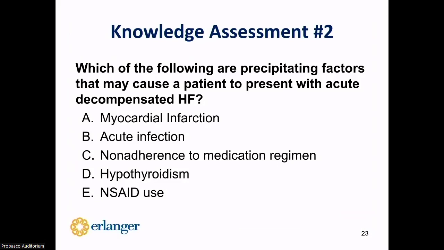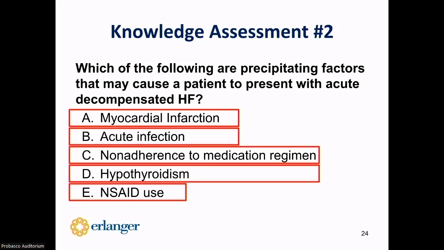So this brings us to our knowledge assessment number 2. What are some of the common precipitating factors that can cause a patient to present with acute decompensated heart failure? Is it A, a myocardial infarction, B, acute infection, C, non-adherence to medication regimens, D, hypothyroidism, or E, NSAID use? Correct, it's all of them. So any one of these things can cause a patient to present with acute decompensated heart failure.